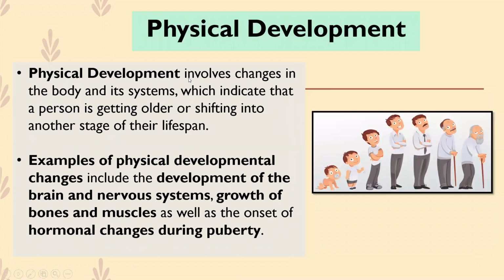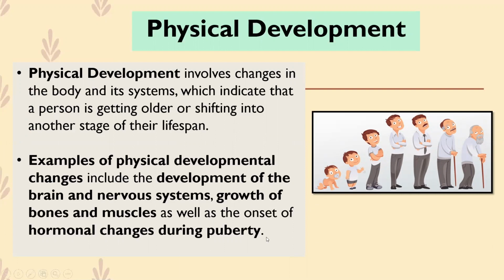Physical development. Physical development is all the changes that occur in the body and its systems, which indicate that a person is getting older or maturing. It refers to all those physical changes like growth spurts, the growth of the brain, and how your muscles, bones, and skeleton are developing.